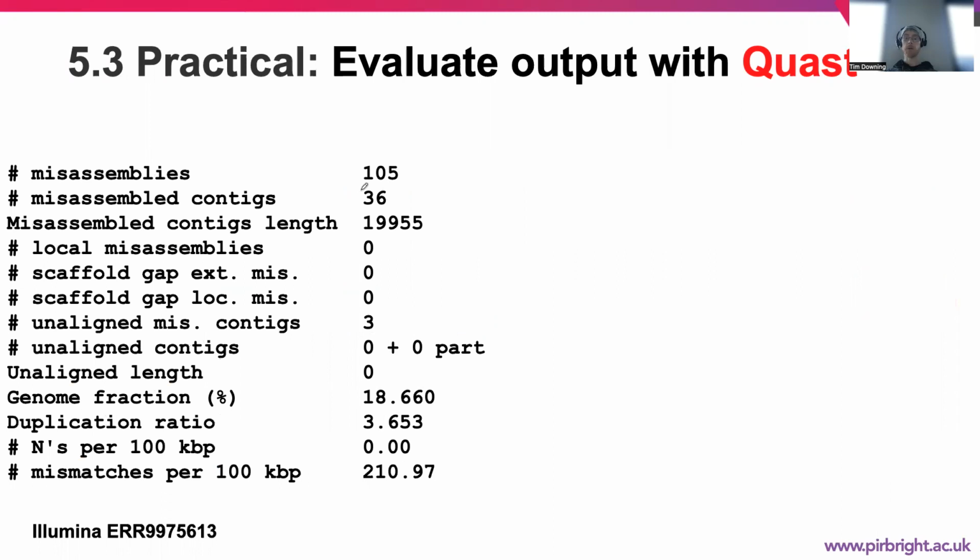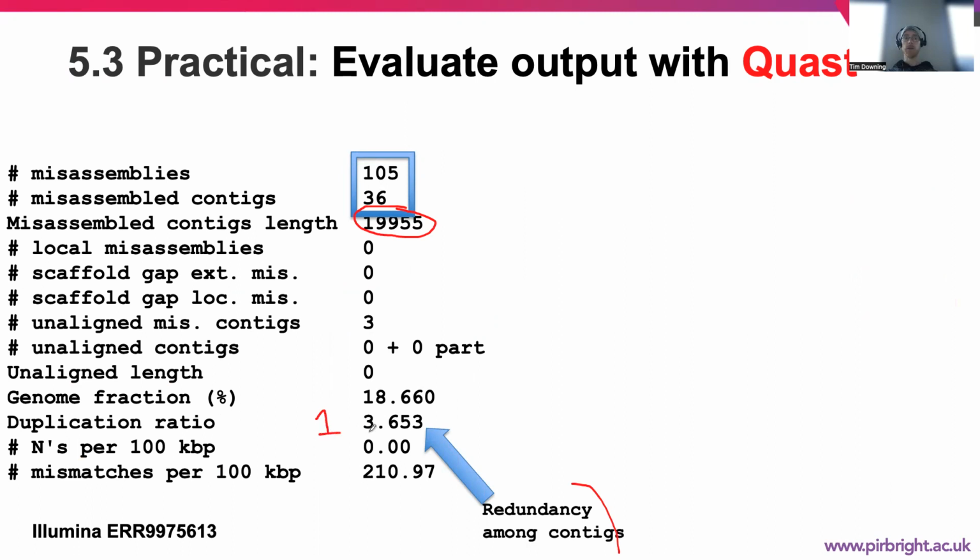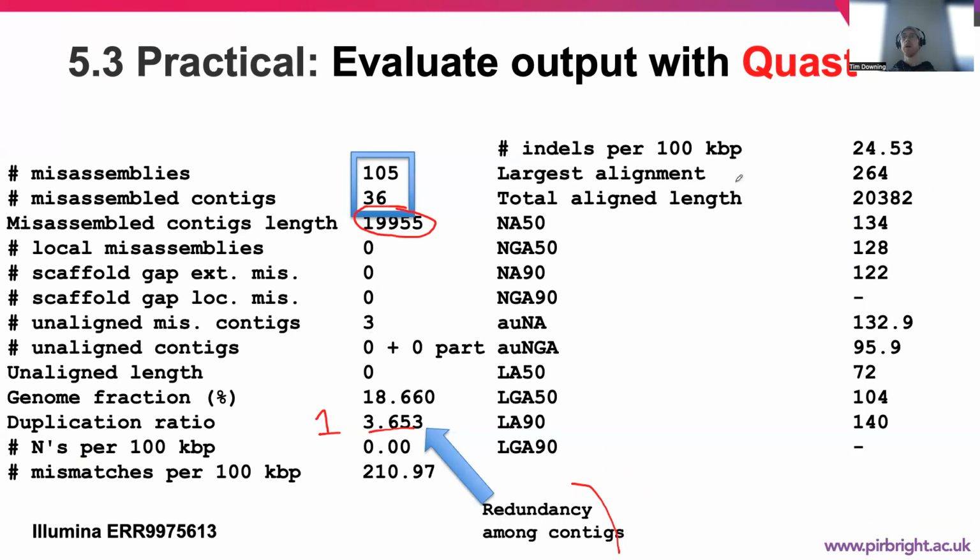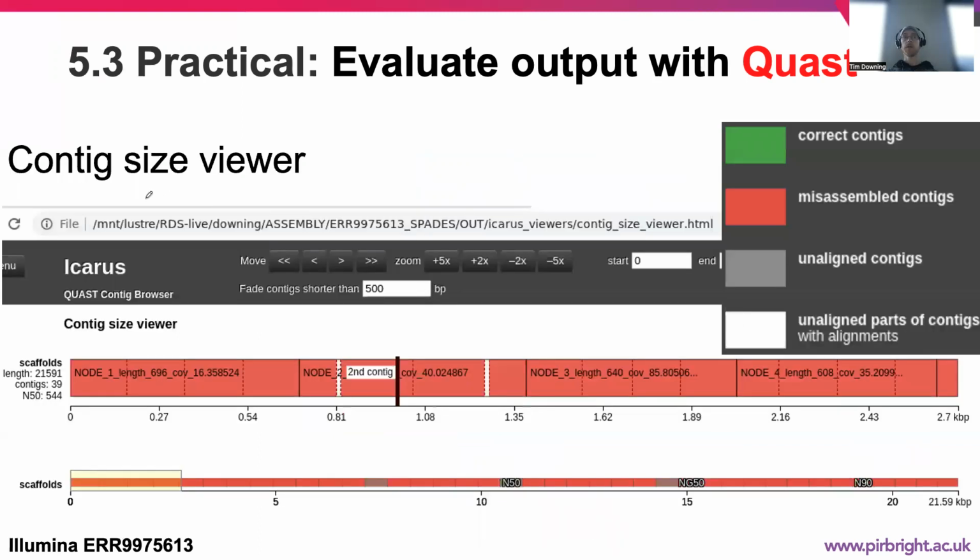You'll also be able to look at the numbers of misassemblies. Ideally that should be low, and ideally we want few contigs that are misassembled. You'll be able to look at the redundancy among contigs, which is quite high here. Ideally you would want a value close to 1 instead of this very high duplication ratio, which indicates there's a lot of redundancy in the assembled contigs, which means that the assembly process didn't work very well. And you'll be able to look at other features like the numbers of indels and other metrics that really are related to the N50.